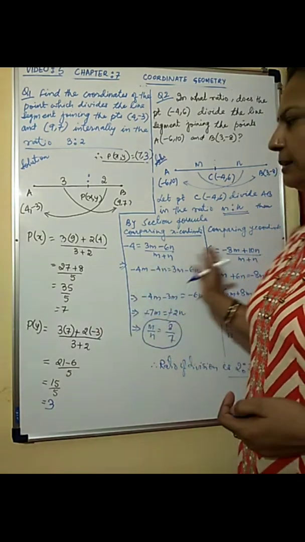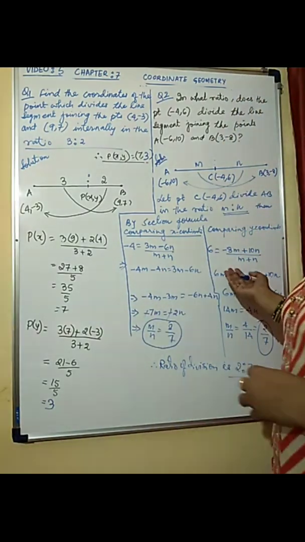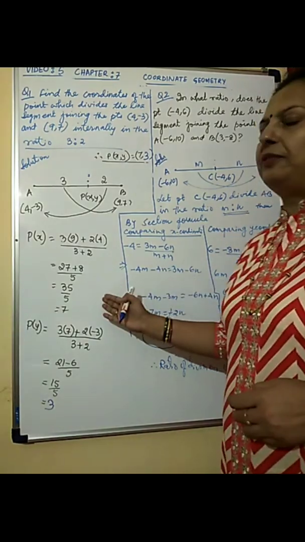So these are the most fundamental questions. In one you have to find the point of division, and in the second you have to find the ratio of division. So these two are the fundamental questions.